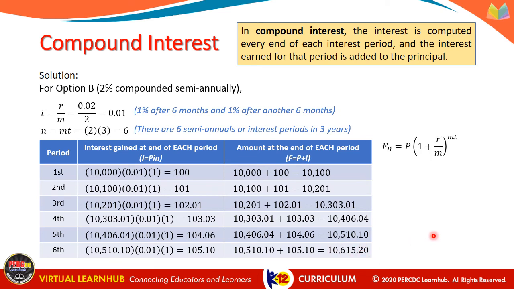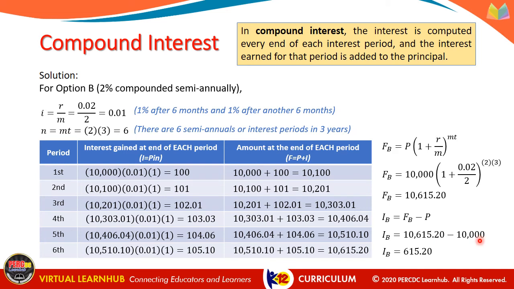We should get this same maturity value even if we use the formula: future value F is equal to principal P times quantity 1 plus r over m, raised to mt. I just use the subscript B to indicate that this is the future value if we consider option B. Future value is equal to 10,000 times quantity 1 plus 0.02, this is our nominal rate of interest, 2%, over 2. M is equal to 2 for compounded semi-annually, raised to 2 times 3, 3 years. Using your calculators, you should still get 10,615.20.